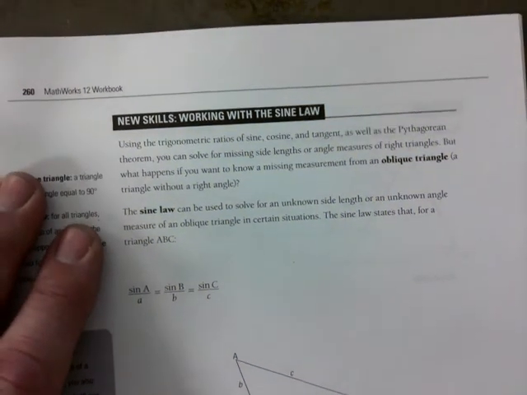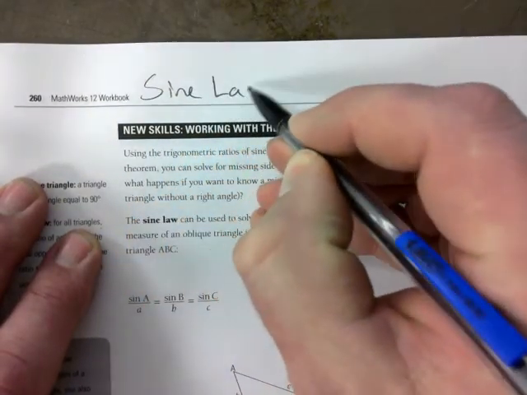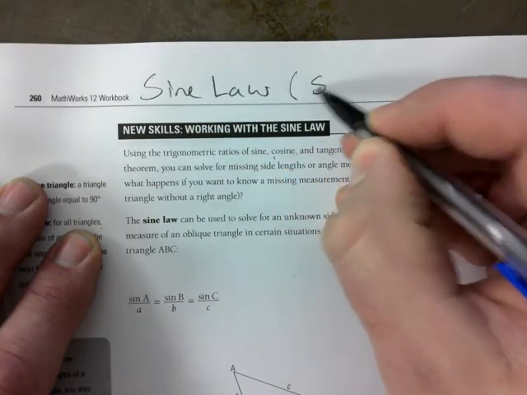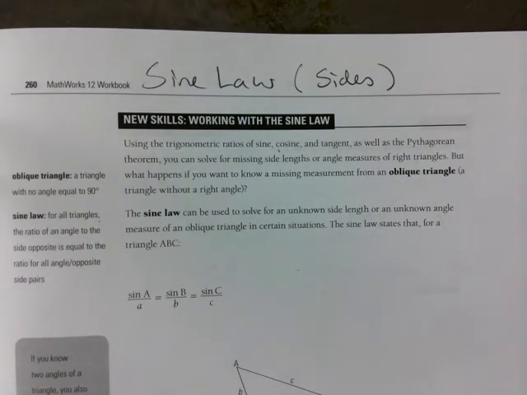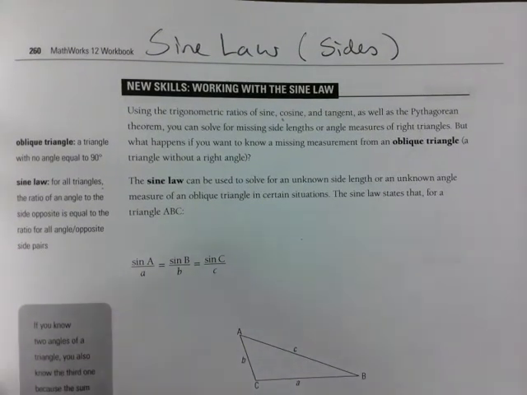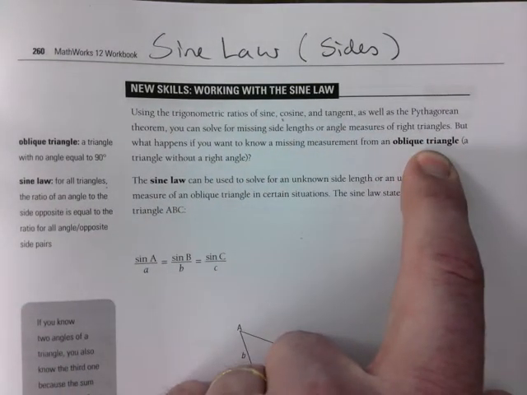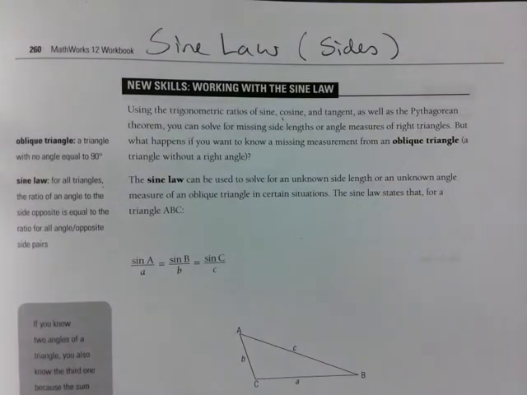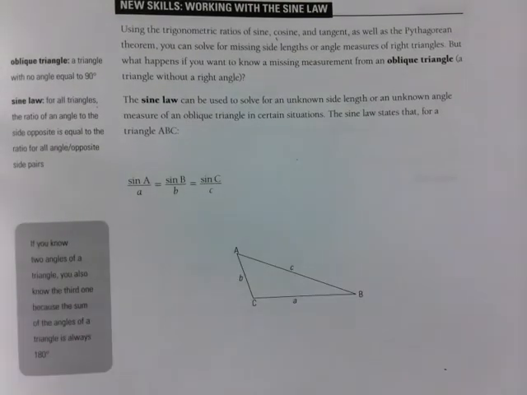Next, let's start with the actual lesson. At the very top of page 260, you're going to say sine law. And we're going to start with sides. We're just going to first solve sides, and then we're going to do angles after. Okay? I'm going to jump right in. This is basically just telling you what I just told you, that oblique triangles, then you can't use SOHCAHTOA. This is the solution to that problem. Highlight this part.